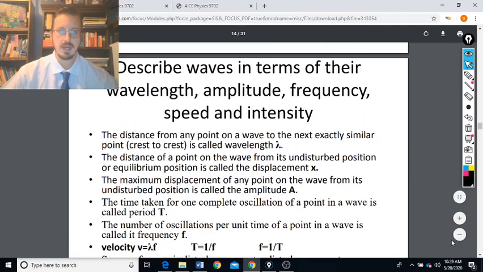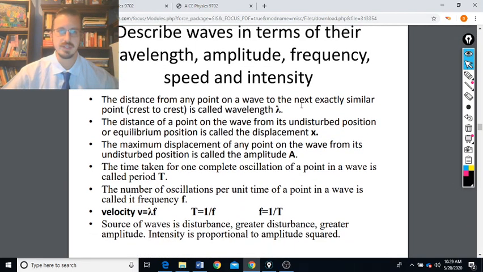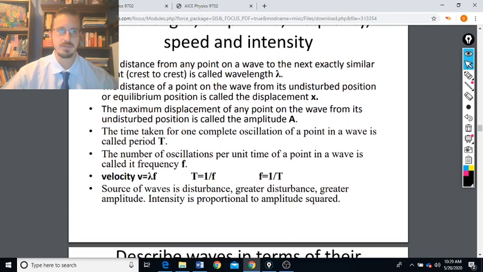These are some definitions related to describing waves in terms of their wavelength, amplitude, frequency, speed, and intensity. I'll go through them very briefly. The distance from any point on a wave to the next exactly similar point, like crest to crest, is called the wavelength. The distance of a point on the wave from its undisturbed position or equilibrium position is called the displacement, and sometimes we'll call that x. The maximum displacement of any point on the wave from its undisturbed position is called the amplitude A.